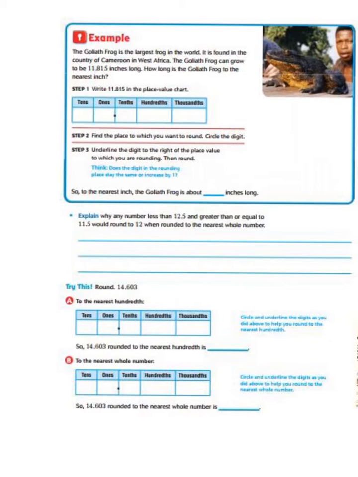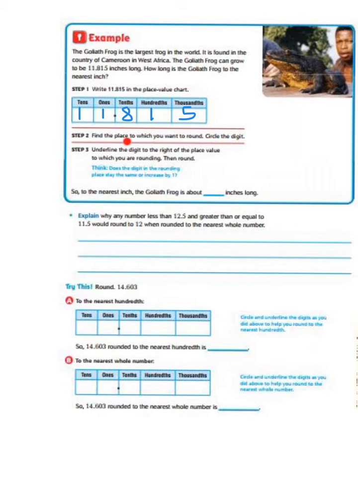Oh, this is going to be difficult because now we're going to the nearest inch, which puts us in our ones column. So we're going to write 11 and 815 thousandths in the place value chart. So let's begin there. So we have 11 and 815 thousandths in the place value chart.